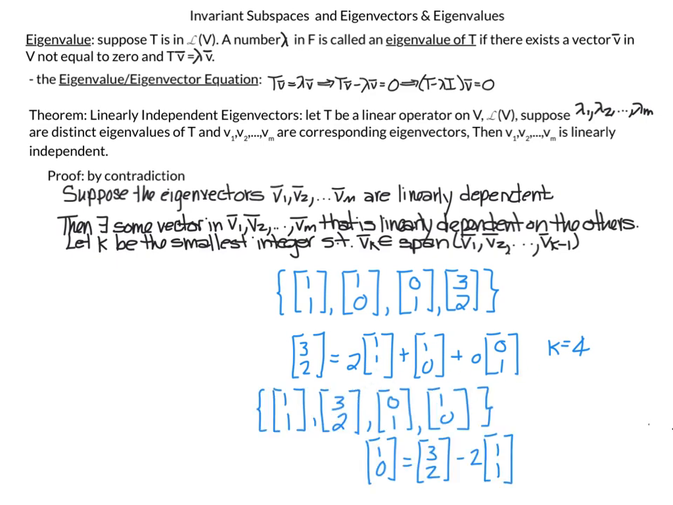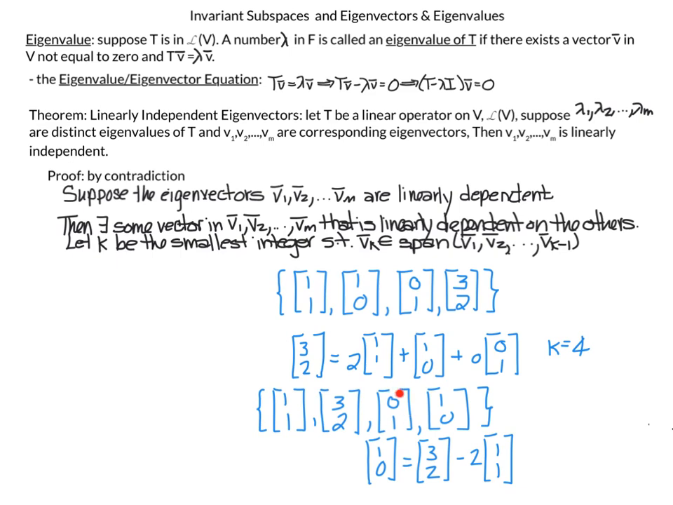Now, if we change the order of these vectors, so the (3,2) and the (1,0) change places, so we have (1,1), (3,2), (0,1) and (1,0), k is still going to be equal to 4 because now this (1,0) can be written as a linear combination of the previous three. In particular, this (1,0) over here is equal to (3,2), and then we just move this vector over to the other side, minus 2 times (1,1).